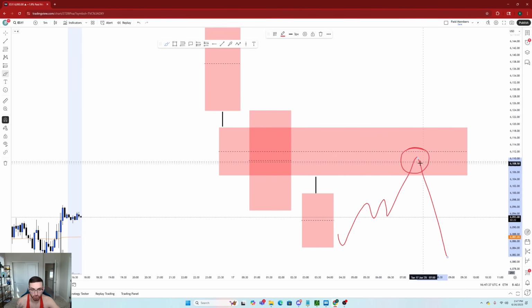Again, you do not want to go short just because price trades into the area of the imbalance. You always want to look for confirmation.